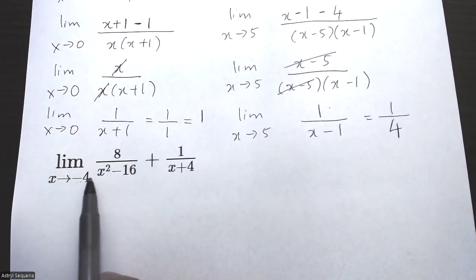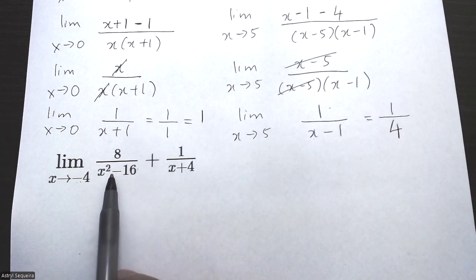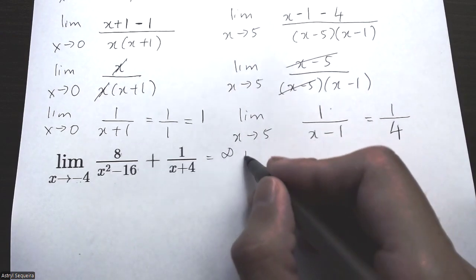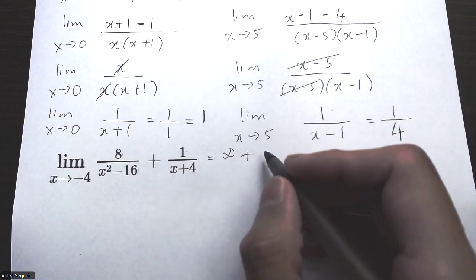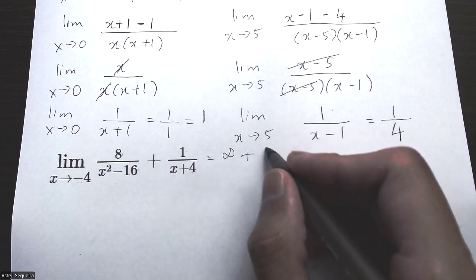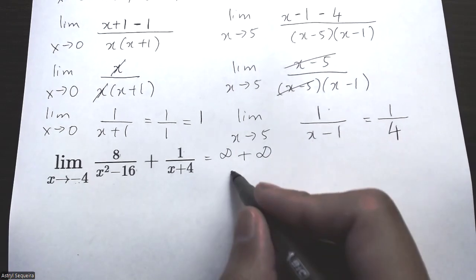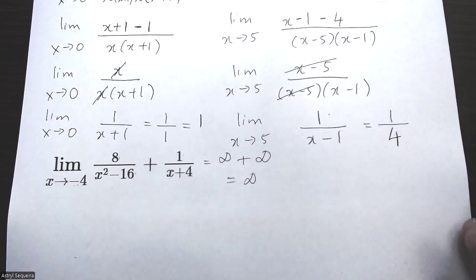I have -4 over here. So if I sub in, -4 squared is 16. 16 minus 16 is 0. So then we have 8 divided by 0, which is infinity. Then we have plus 1 divided by -4 plus 4 is 0. So we have 1 divided by 0, which is also infinity. Now, infinity plus infinity is actually infinity. So is this my solution to this question?